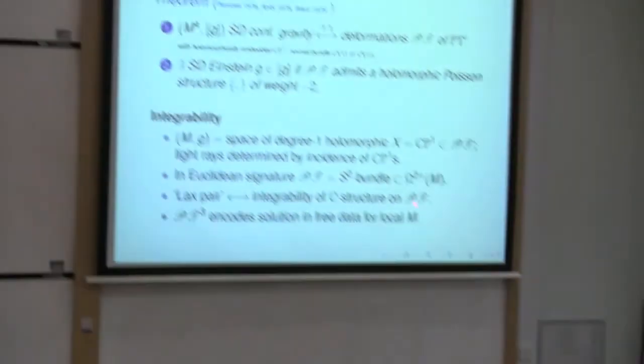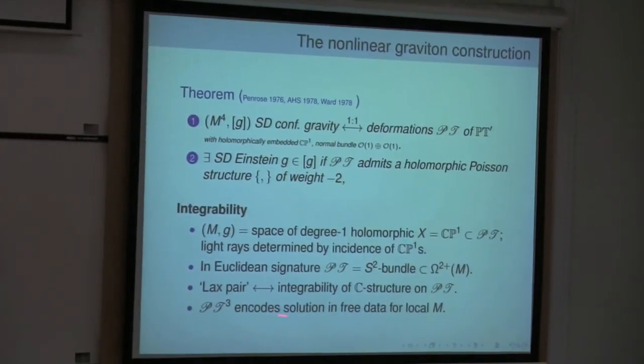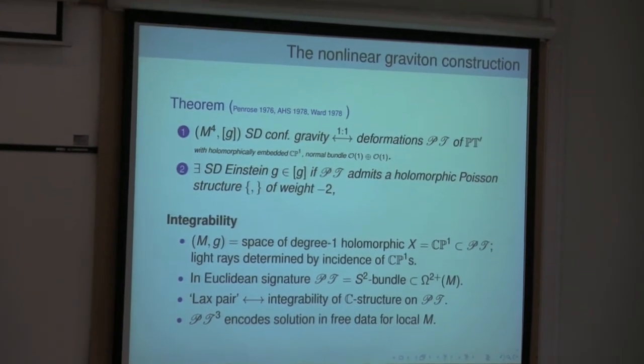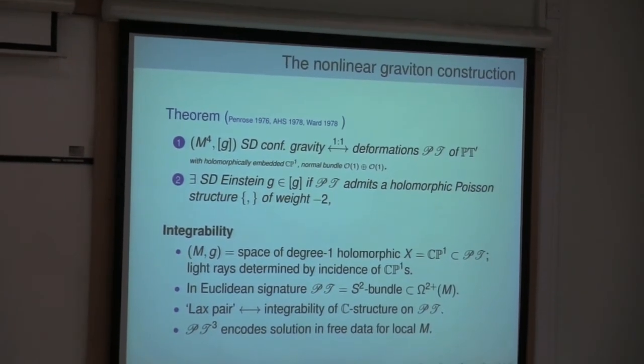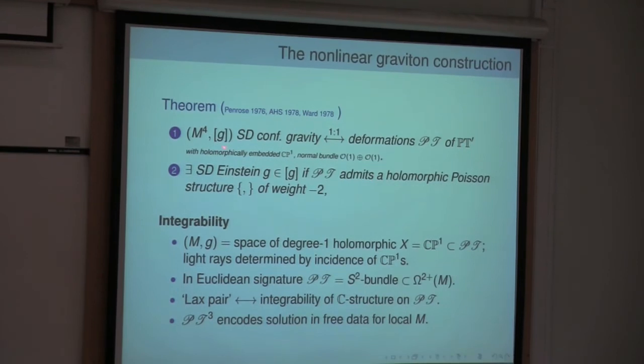Atiyah, Hitchin, and Singer reformulated this in Euclidean signature to make a much easier theorem, where you can actually represent the twistor space as an S2 bundle over space-time inside the self-dual two forms. And the integrability corresponds to a kind of Lax pair. You can think of the integrability of the almost complex structure on twistor space as a Lax pair that follows from the vanishing of the self-dual Weyl tensor.